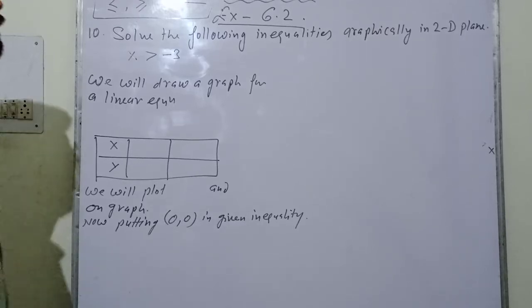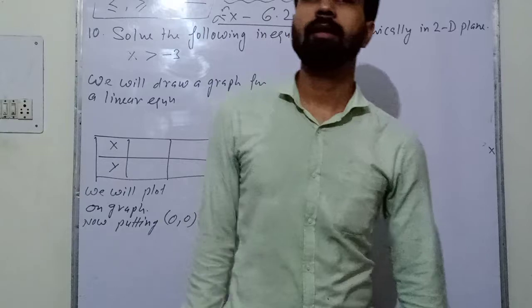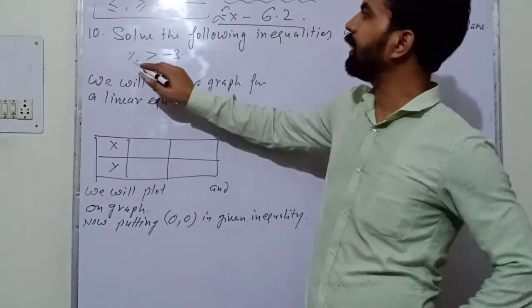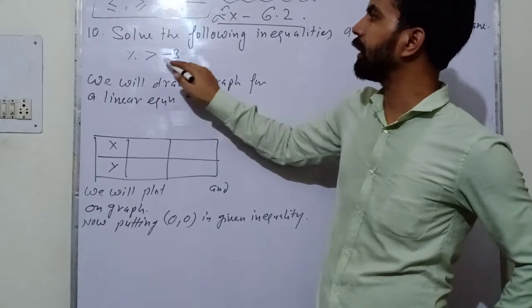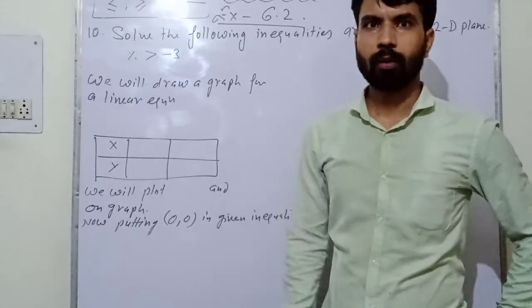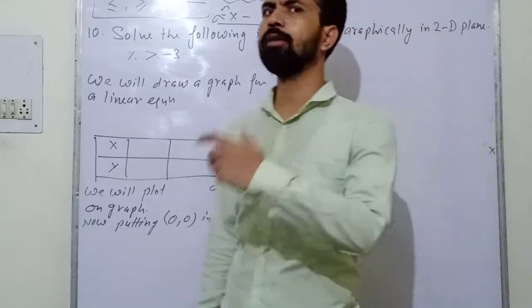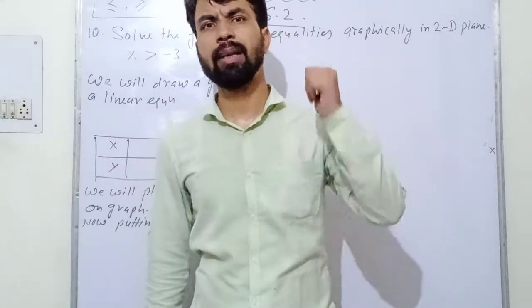Okay students, now I am taking the last question of this exercise, that is the 10th question. The given inequality is x is greater than -3. Only one variable is present; the second variable is not present here. So what will we do? The process will remain the same as the previous question.